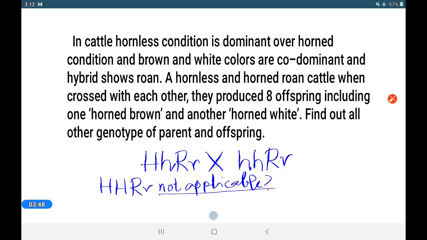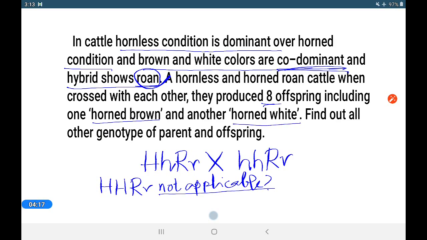The second one, just see: in cattle, the hornless condition is dominant over the horn condition. I think you can understand that horn is there or not. The brown and white are codominant, and both appear in a form called roan. A hornless and a horned roan cattle, when crossed with each other, produce 8 offspring, including one horned brown and another horned white. Total 8 are there, and here 2 phenotypes are given to you to check. So how can you do that?